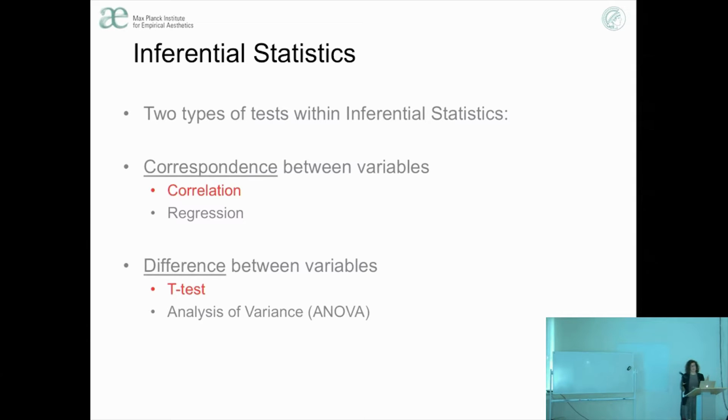But if you've mastered the correlation and the t-test, basically the regression and the analysis of variance are just sort of more advanced forms of the correlation and the t-tests. So I'm sure that once you've mastered these basic tests, it's fairly easy to go on to something a little bit more complicated.